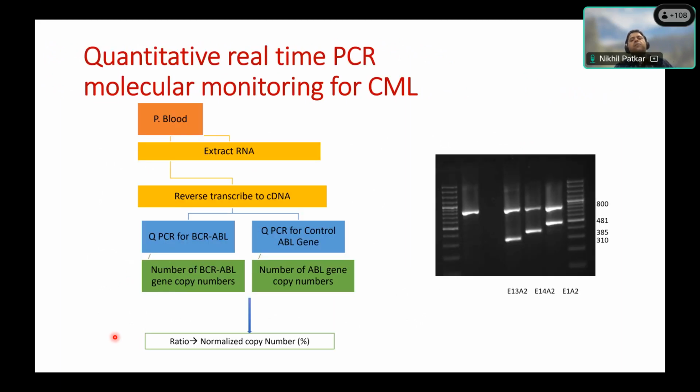And this is shown by the classic example of CML, wherein a lot of molecular testing is done to see how the response to imatinib therapy is taking place. So here, when you want to monitor disease, you take peripheral blood, extract RNA, convert to cDNA, and you have to do two PCRs. One is a qPCR for BCR-ABL, which is a target gene, and one is a qPCR for ABL, which is a control gene. And the ratio of these two numbers, multiplied by 100, gives your normalized copy number percentage.